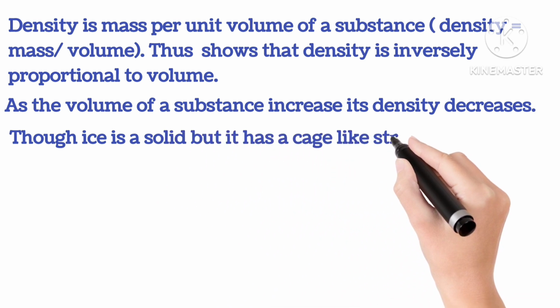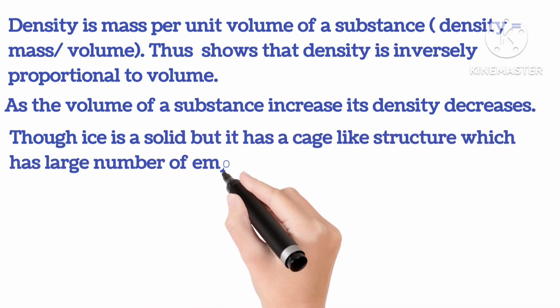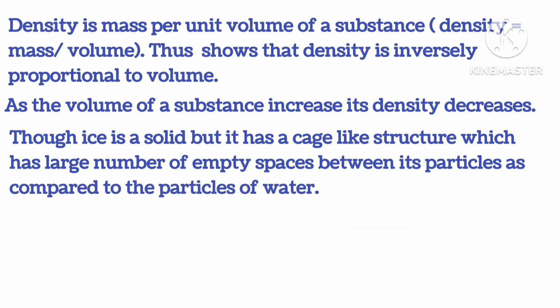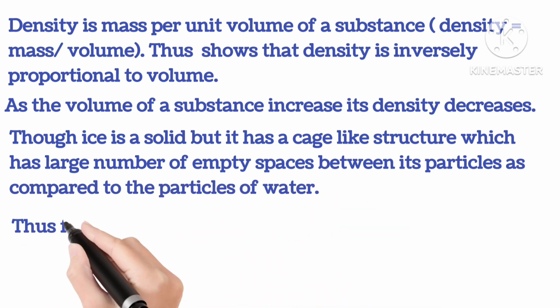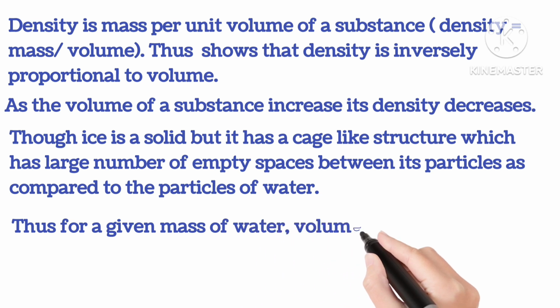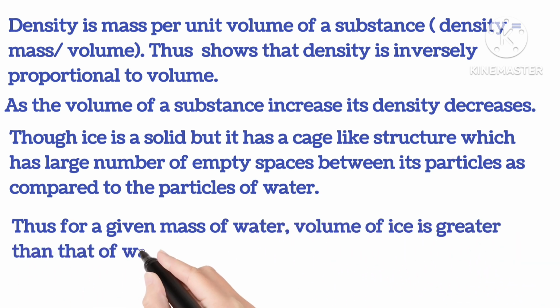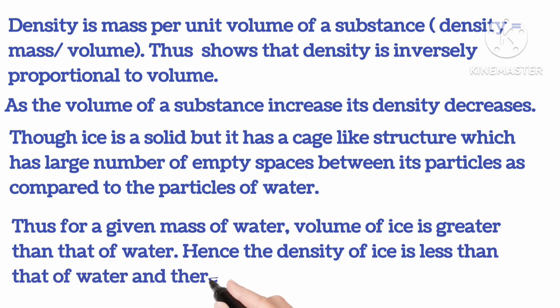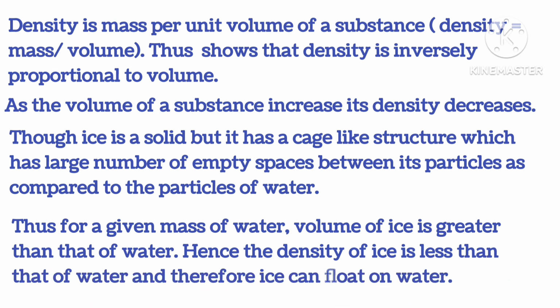Though ice is a solid, it has a cage-like structure which has a large number of empty spaces between its particles as compared to the particles of water. Thus, for a given mass of water, the volume of ice is greater than the volume of water. Hence, the density of ice is less than that of water, and therefore, ice can float on water.